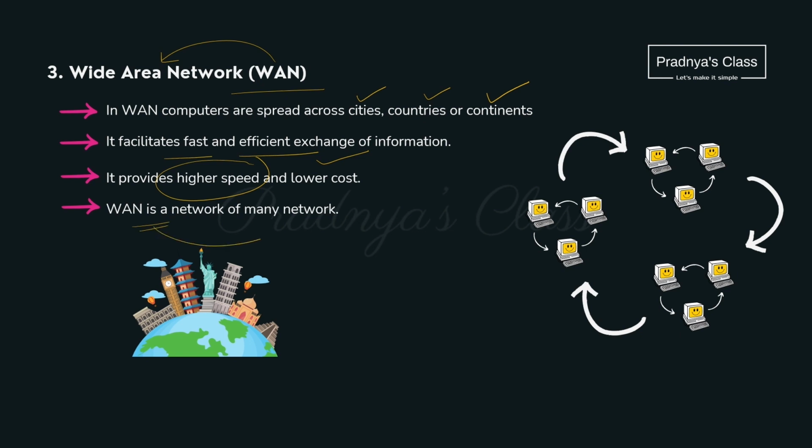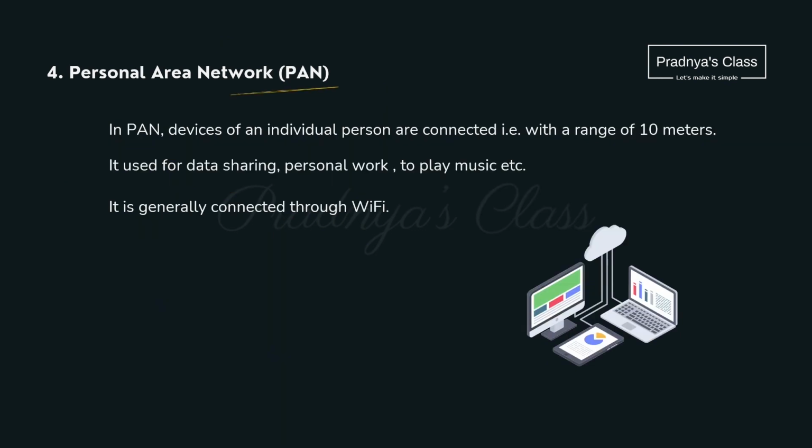That's why WAN is nothing but a network of many networks. Here is the fourth type of network, that is PAN, personal area network. In PAN, the devices of an individual person are connected within 10 meters. We can say within our home. We can use this for personal work or for sharing data. We know inside our home generally we use a Wi-Fi connection.